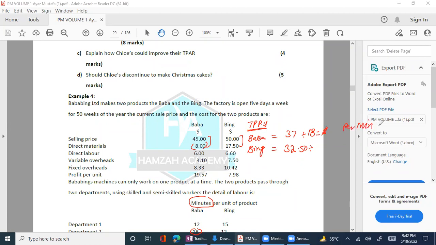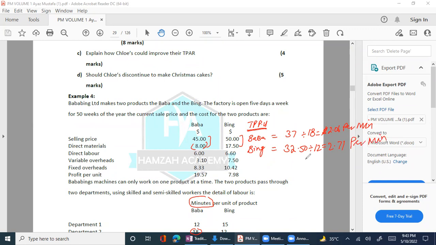If the data were in hours, we would get the answer in hours per hour. But now the data is in minutes, so I will use the minutes. And which department's minutes do I need to use? I need to use the minutes or the time of the bottleneck process. The bottleneck process is department 2. So this is 2.06 and this is 2.71. So this is your per minute throughput.